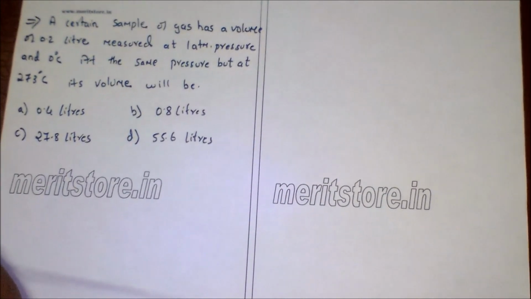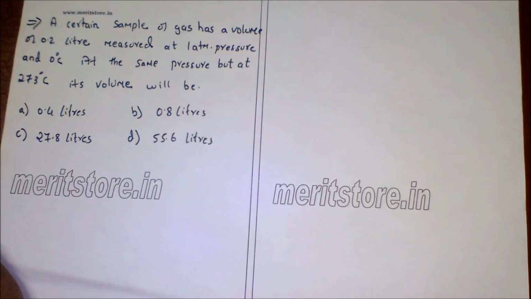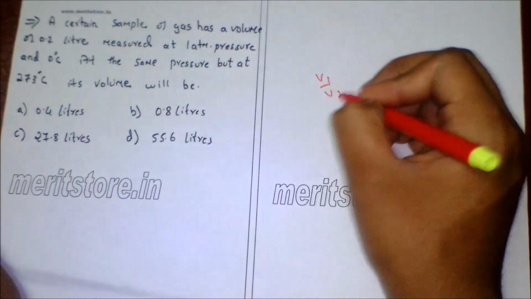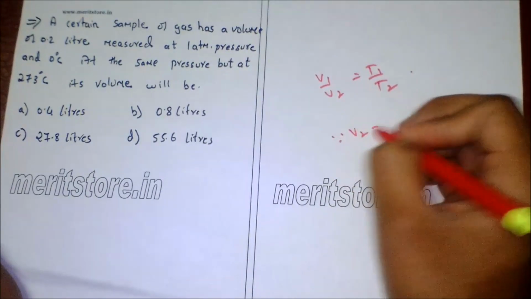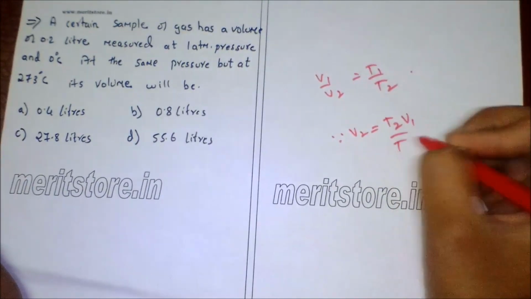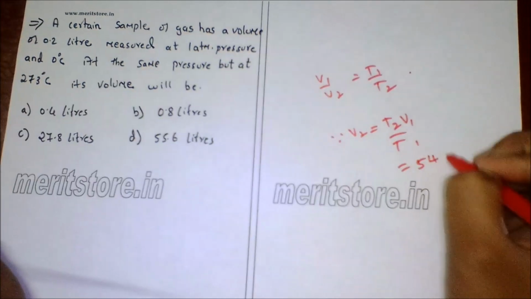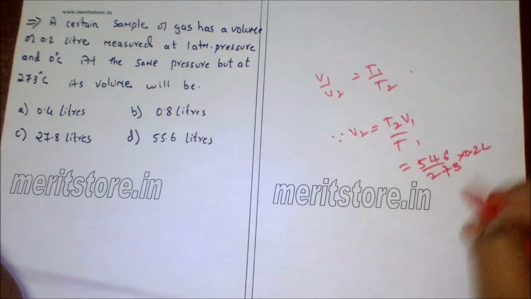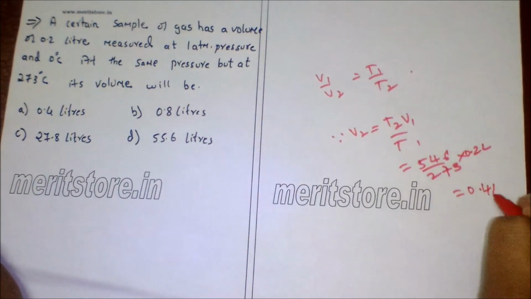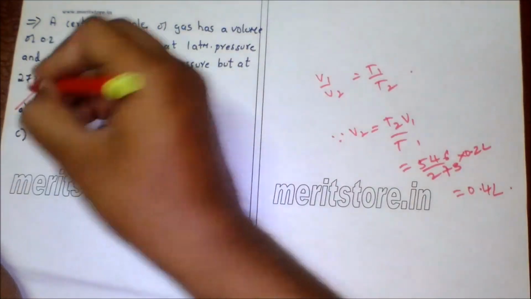A certain sample of gas has a volume of 0.2 liters measured at 1 atmosphere pressure and 0 degrees. If at the same pressure but at 273 degrees Celsius, its volume will be. So we know that V1 upon V2 is equal to T1 upon T2. So V2 is equal to T2 V1 upon T1, substituting the values, 546 upon 273 into 0.2 liters. On solving this we get 0.4 liter as the volume V2. So option A is the correct answer.